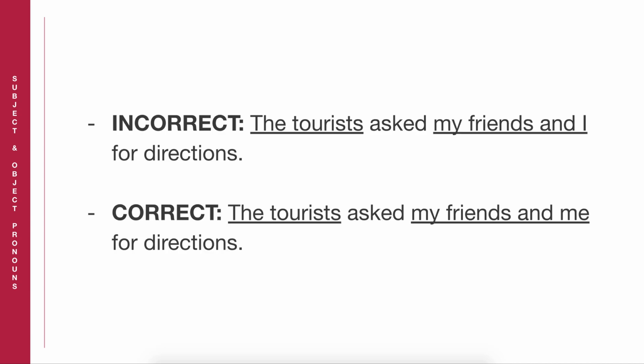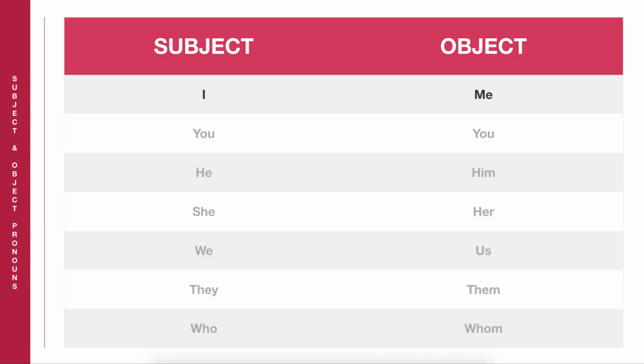So if we go back to our example, the correct version of this is: The tourist asked my friends and me for directions, because again, we're taking that pronoun I and we are switching it into the proper object pronoun, which in this case would be me. Now, if that pronoun I was in the subject position, it could stay I, but we can only use I when it is the subject, when it is the thing that is doing the verb. Again, I is for subject, me is for object.